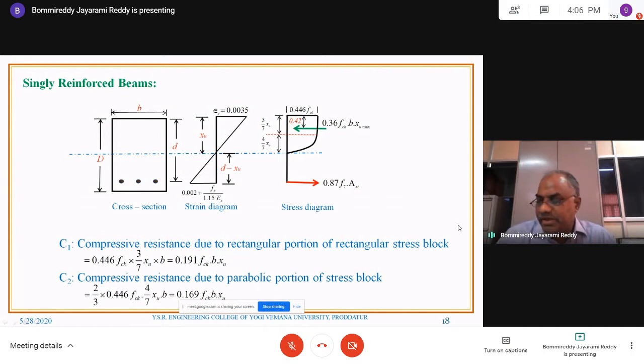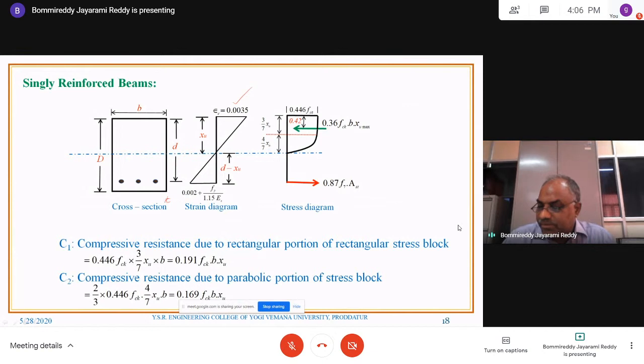And this is the strain diagram. Already you know, based on the first assumption itself, the variation of the strain is linear across the cross section. And this is another assumption, that the maximum compressive strain in concrete is taken as 0.0035. The maximum strain in concrete is taken as 0.0035. This is another assumption.